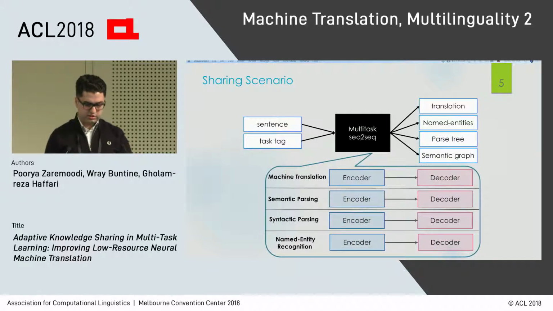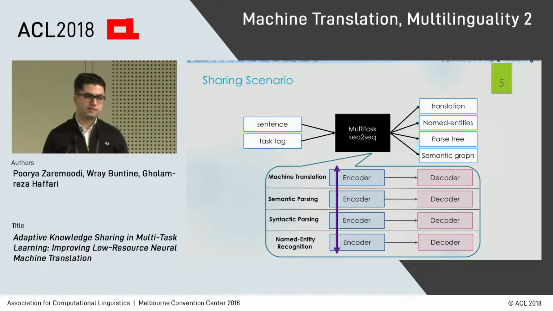For the internal architecture, as I mentioned before, we can have a separate encoder-decoder model for each of these tasks. But if we want to share knowledge between them, we need to share parameters between them. One idea is to share components between them. For example, we can share the encoder.